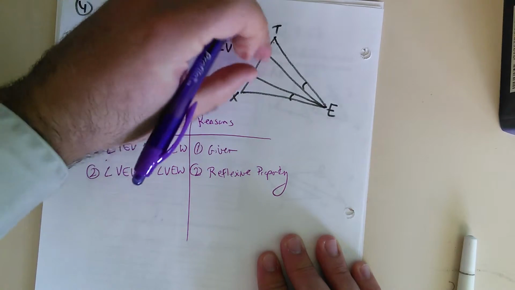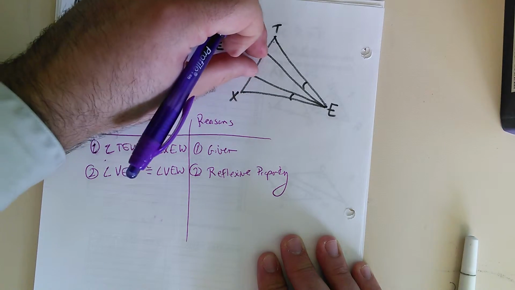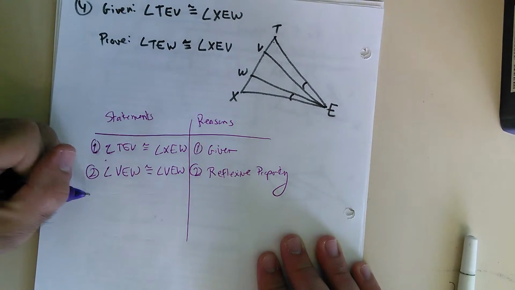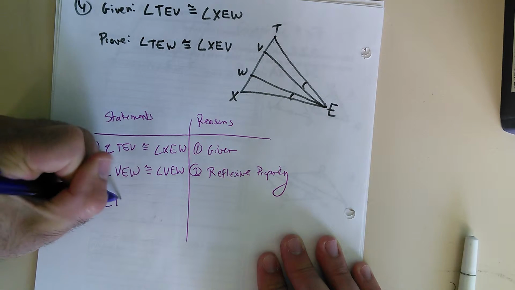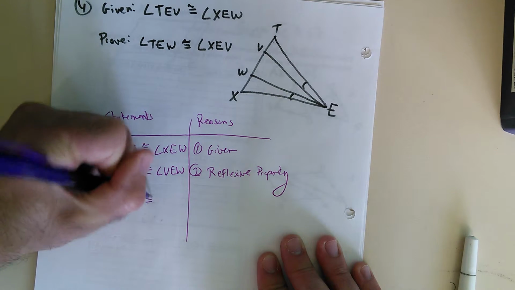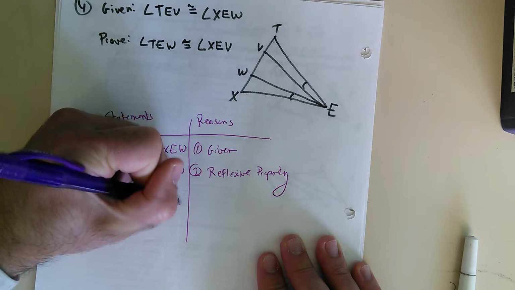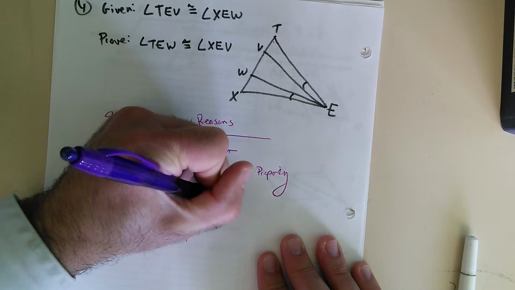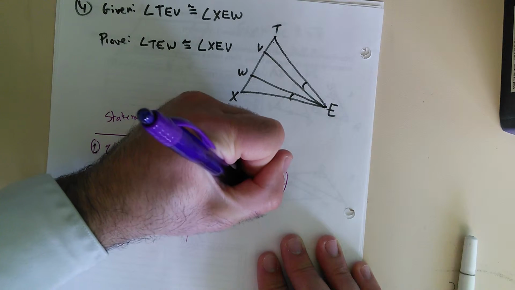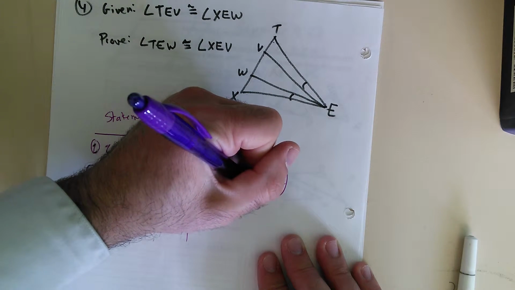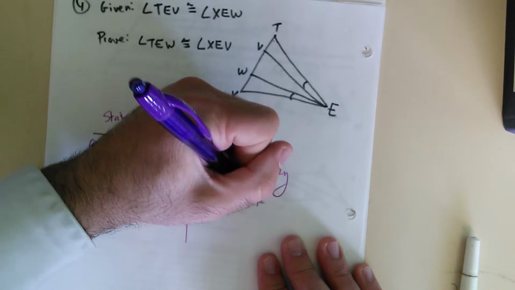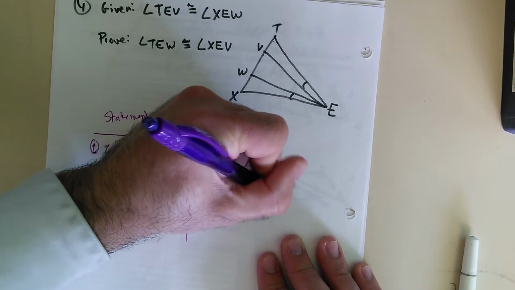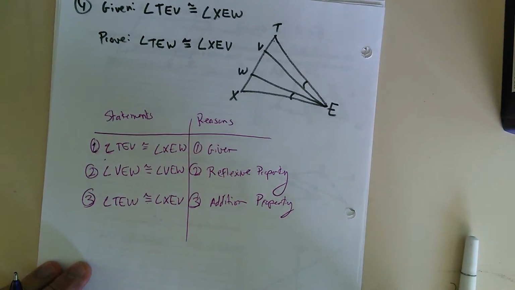So I can go ahead and add it to this one, add this to here, and add this to here as well. And then my final step is to say that TEW is congruent to XEV, and that's our addition property. Addition property, that I'm allowed to add congruent angles to other congruent angles, or add segments to other congruent segments.